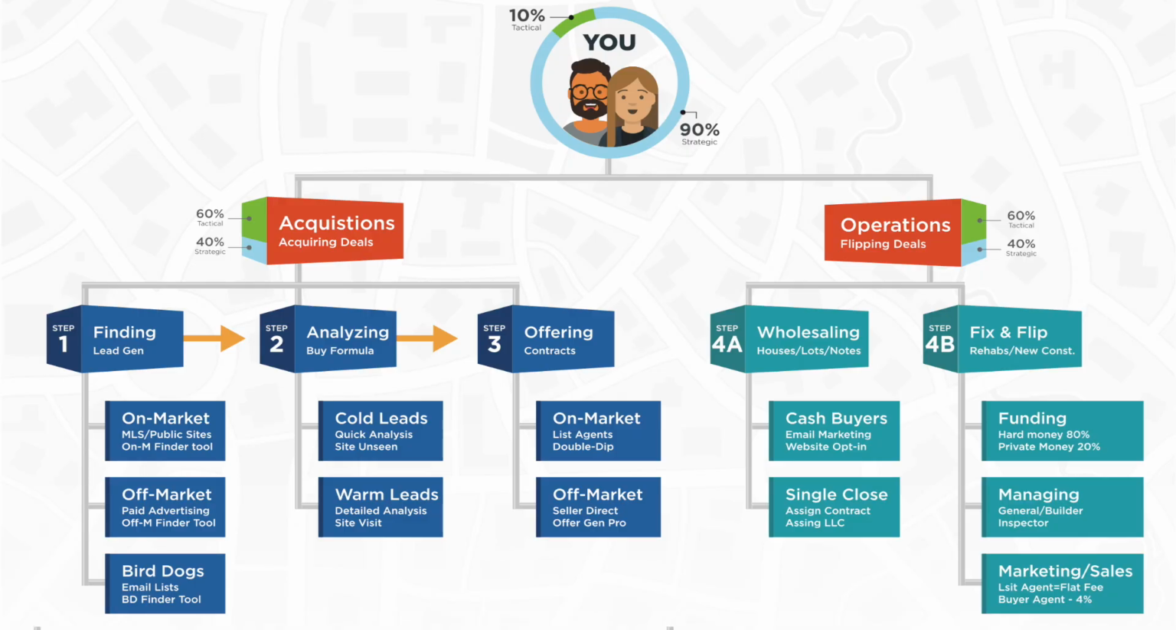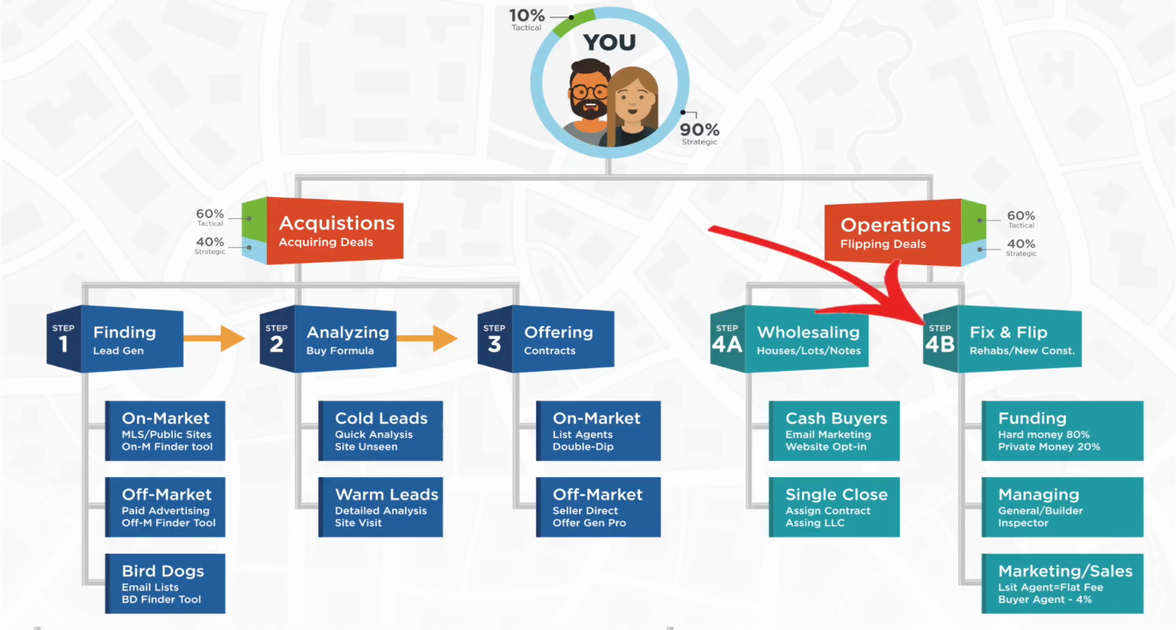The second function of wholesaling is structuring single closing assignments. Now this includes the paperwork, opening escrow, and closing on transactions. If you decide to fix and flip the deal, there are three distinct functions that you must get good at doing.